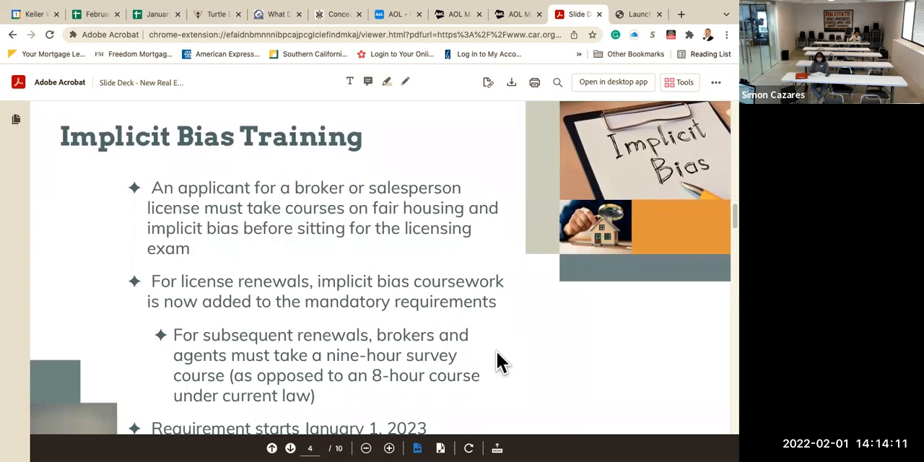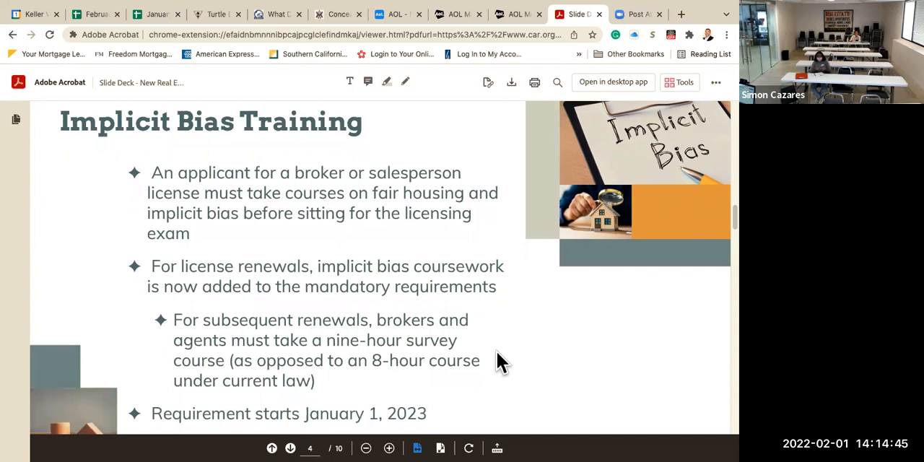So the implicit bias training. This is one of the things that real estate brokers and salespersons will have to be doing this coming year. An applicant for a broker or salesperson license must take a course on fair housing and implicit bias before sitting for the license exam. Okay, for license renewals, also the coursework is now added to the mandatory requirements. For sequential renewal, brokers and agents must take a 9-hour survey course as opposed to an 8-hour course under the current law. So they're going to add more stuff into your renewal.